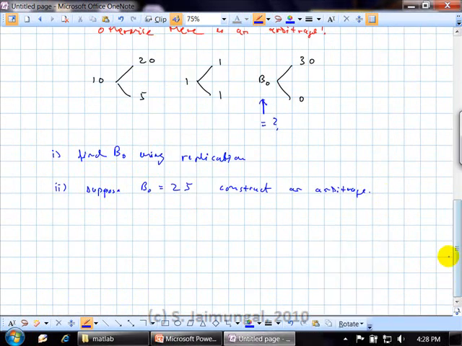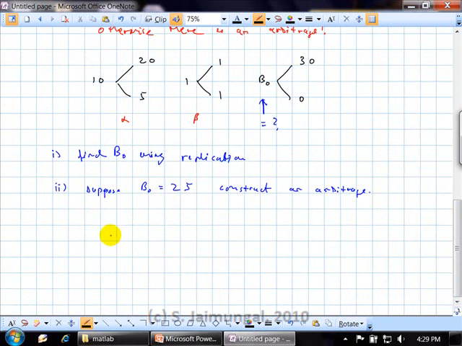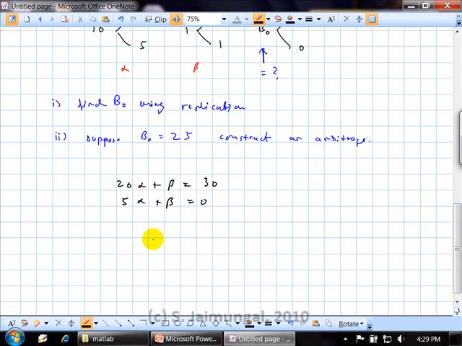Okay, so let's go through, I'll just go through the solution very quickly. As it was described there, you're going to pick alpha units of this, beta units of that. Your portfolio at the end, the two equations you're going to have are 20 alpha plus beta. You want that to be 30. You want 5 alpha plus beta. You want that to be 0. Well, that's a pretty easy equation to solve. Subtract the bottom equation from the top. You get 15 alpha equals 30, so alpha equals 2, okay?